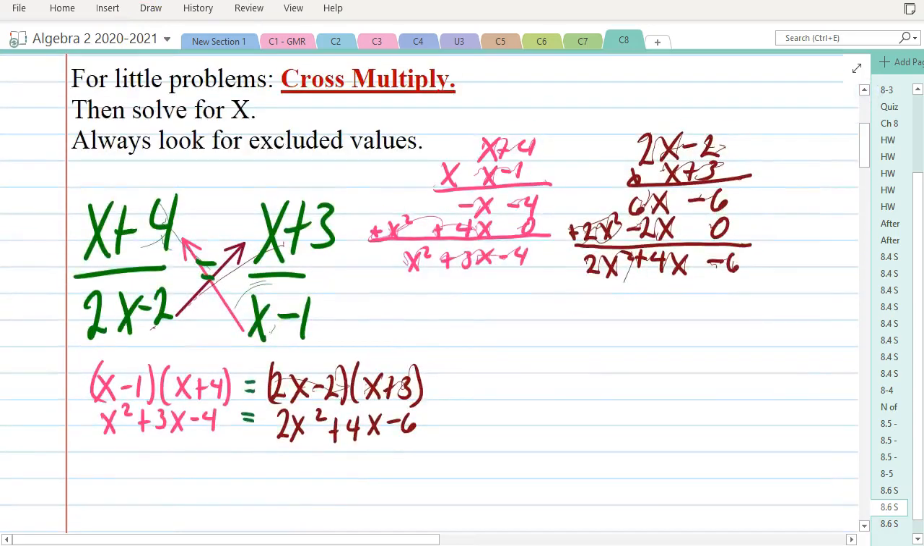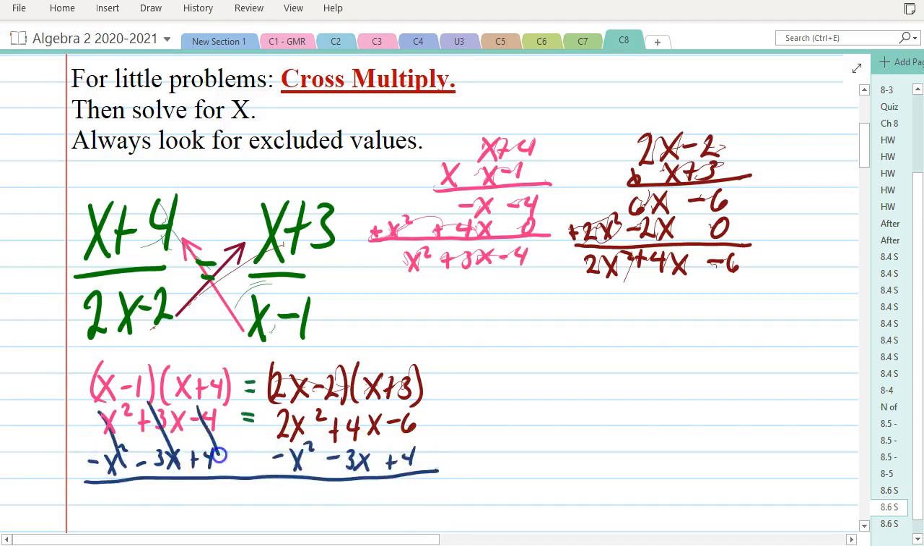Now, I see that I have a quadratic. Since I have a quadratic, I need to set them equal to 0, meaning I need to get all of the pieces to one side. So at this point, I'm going to take the x squared, the positive 3x, and the negative 4, and I'm going to move them to the other side by doing the opposite. The opposite of a positive x squared is the negative x squared, the negative 3x, and a positive 4.